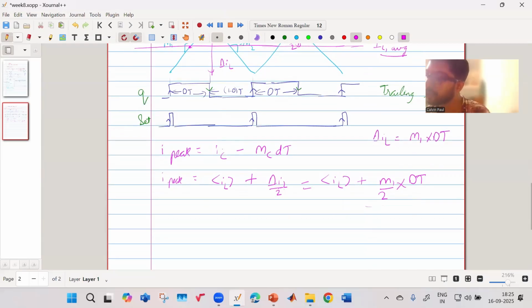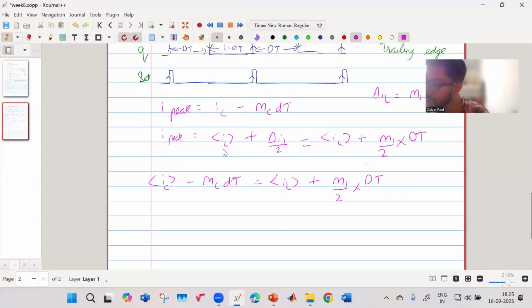Now what you have to do is equate them. So you have your average IC minus MC dt is equal to average IL plus M1 by 2 into dt. So now what is done is we add what is known as perturbations. Furthermore, we should not use capital D, we must use small d.